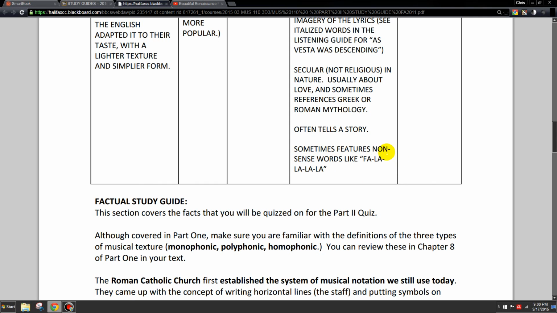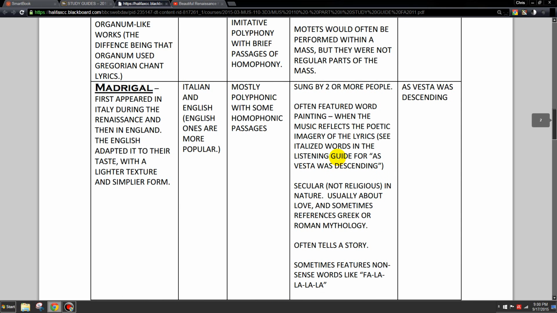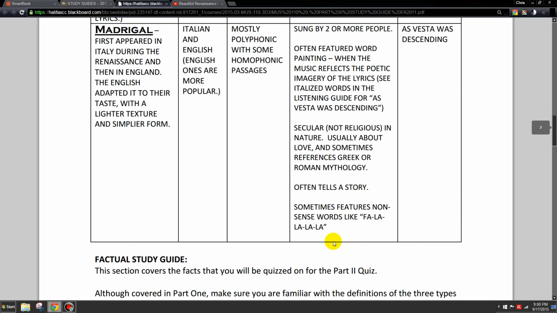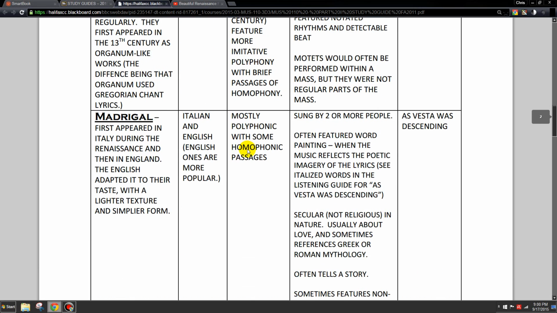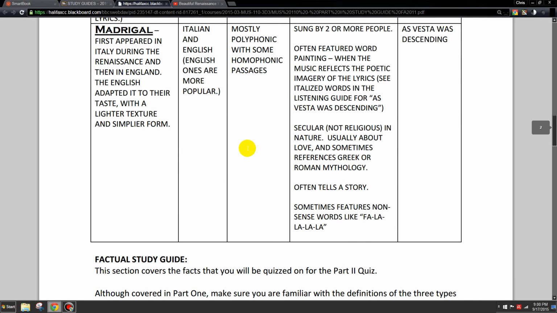Sometimes nonsense words like "fa la la la la" are used, and you can actually see this influenced by some Christmas stuff like "Deck the Halls with boughs of holly, fa la la la la la la la." That actually comes from the Madrigal tradition, where they would sometimes use nonsense words. So Louis Armstrong and singing scat stuff like that, like "shoo bop ba doo bop ba doo bop boo," that's not anything new. They've been doing that in Europe hundreds of years ago.